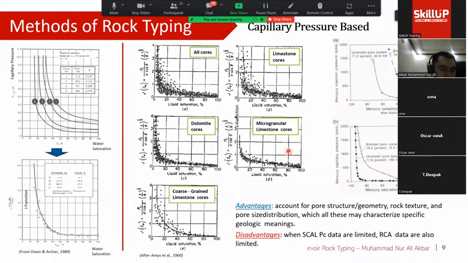The capillary pressure base can also be a really good rock typing method, because in good quality rock, let's say good permeability.